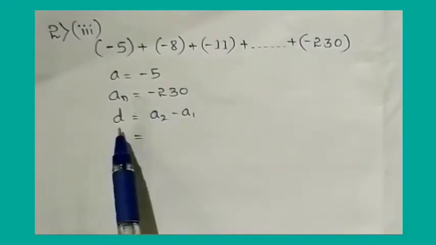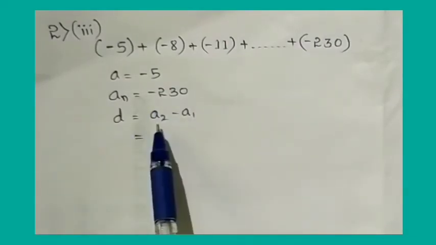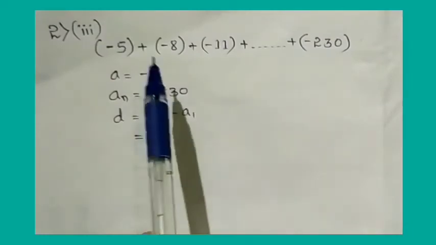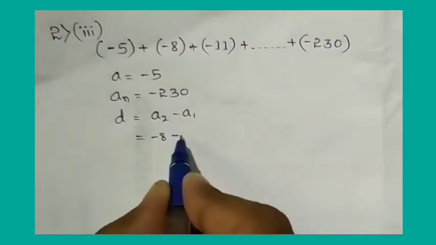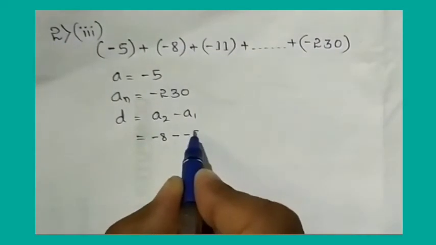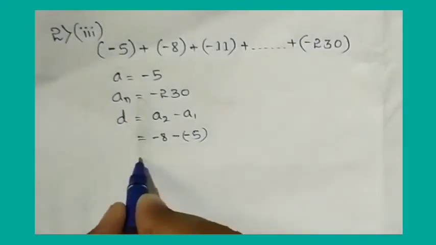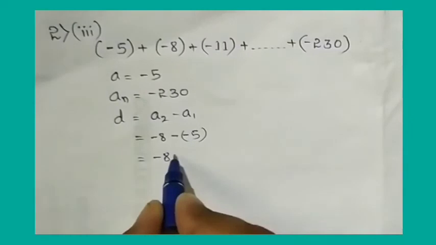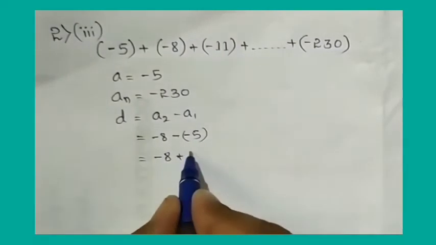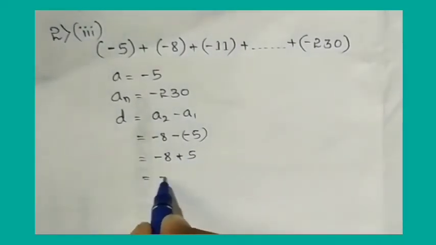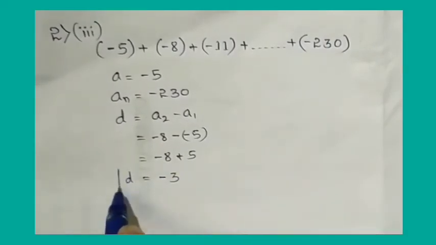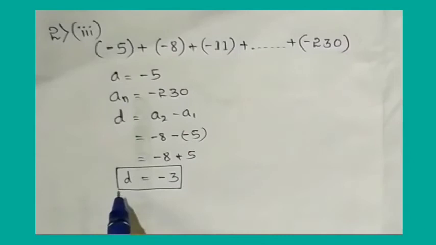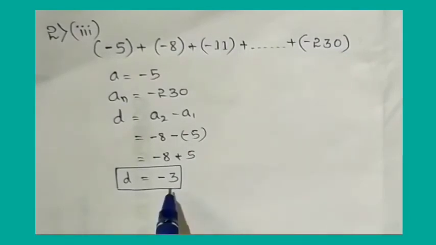Now we need d, the common difference. So here a2 minus a1. What is a2? a2 is minus 8. Minus 8 minus of minus 5. So it will be minus 8, minus into minus, plus 5. So here we will get minus 8 plus 5, it will be minus 3. So now we got d equals minus 3.